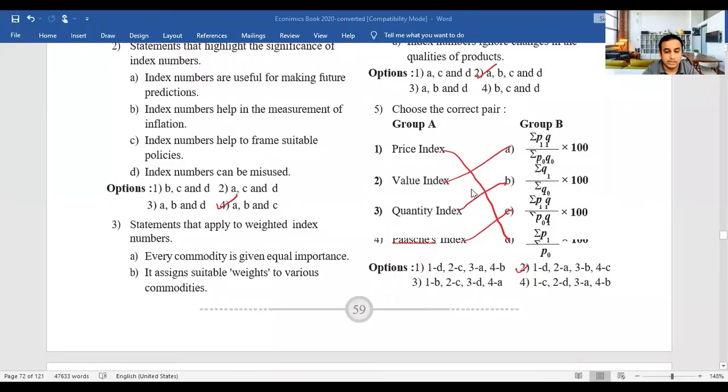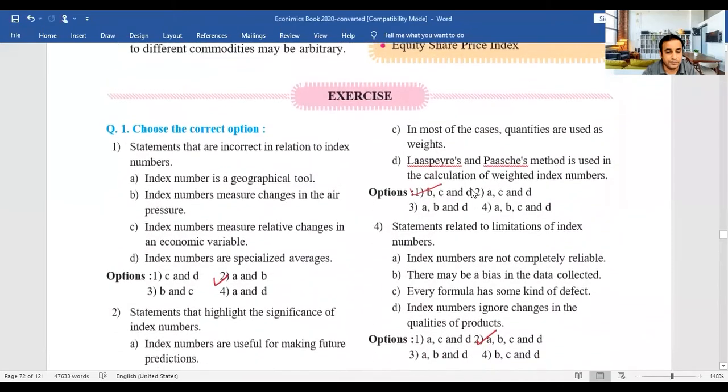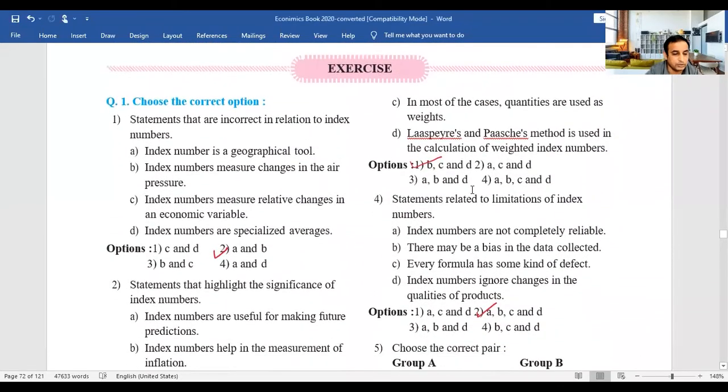Okay, so having revised chapter number 6, we will go to the exercise part. So please refer page number 59 of your 12th Economics textbook. Exercise. Now I am solving question number 1. Choose the correct option. Statements which are incorrect in relation to the index number. A: Index number is a geographical tool. B: Index numbers measure the changes in the air pressure.